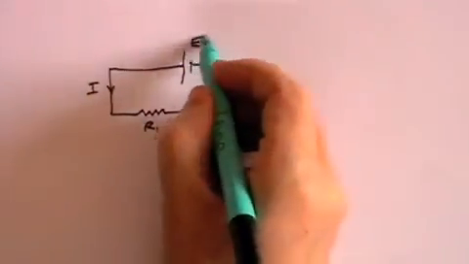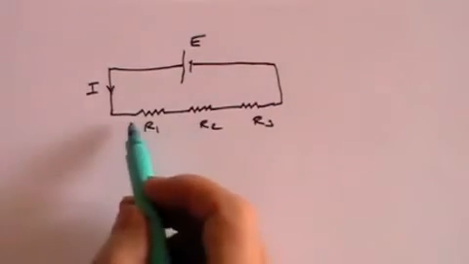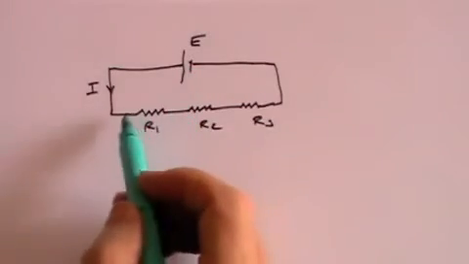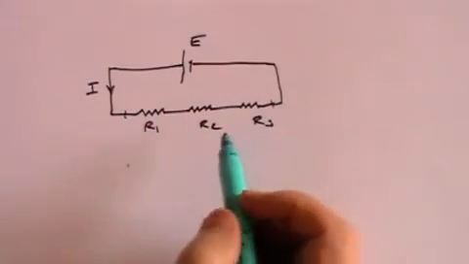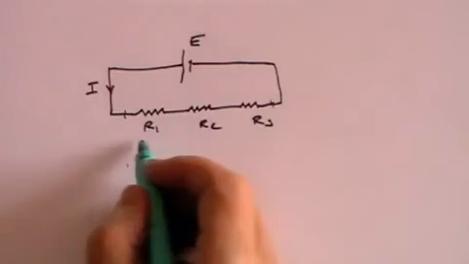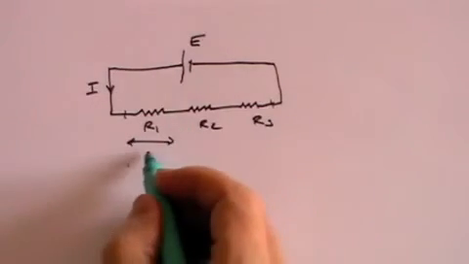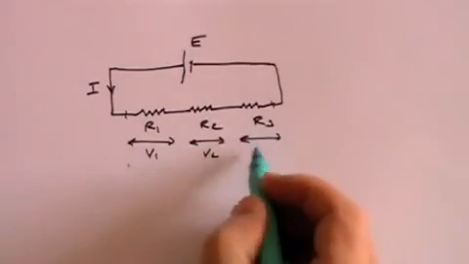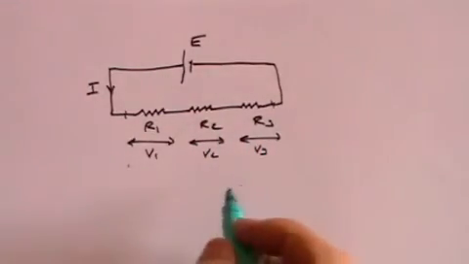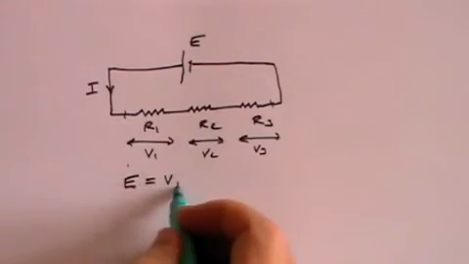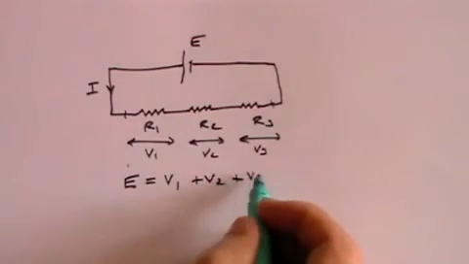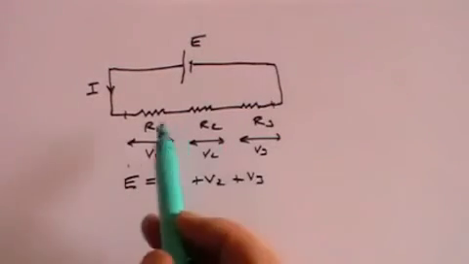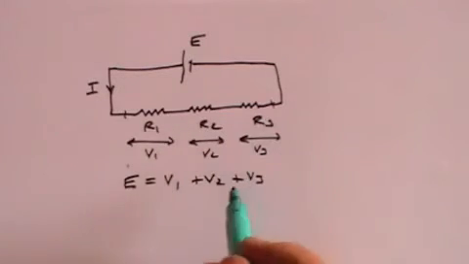But this potential E is going to drop across all of these resistors. The whole total E drops across those, but there will be a partial voltage drop, V1, V2 and V3 across those resistances, such that E equals V1 plus V2 plus V3. The total voltage drop is equal to the potential drops across each of the resistors.